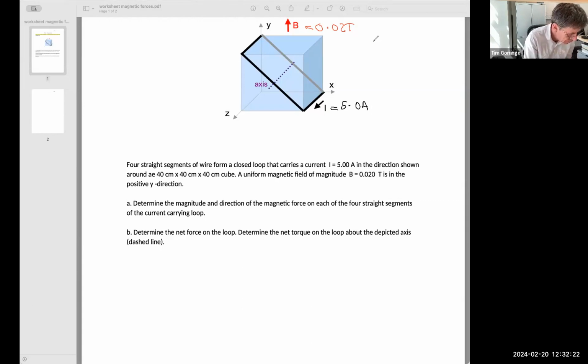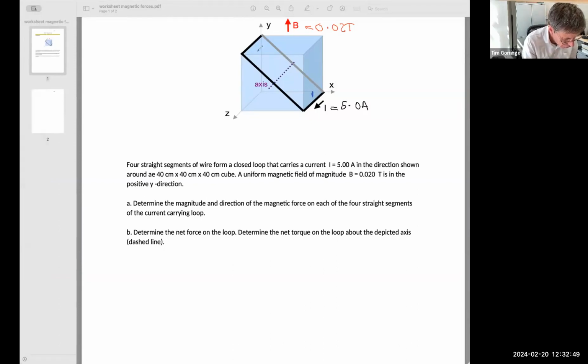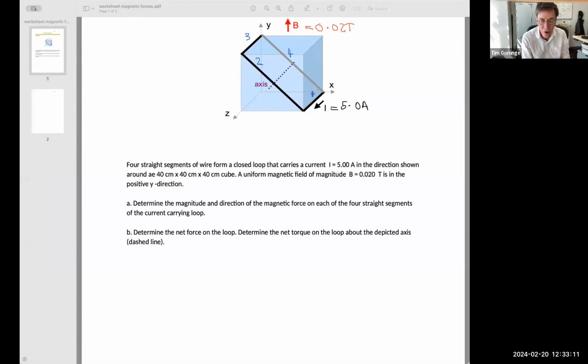To help me with that, I'm going to label the sides of the loop 1, 2, 3, and 4. On the bottom right, I'm going to have side 1. On the front face of the cube, the diagonal, I'm going to have side 2. On the top left, I'm going to have side 3, and then the remaining side at the back face is side 4. And I'm going to write down the lengths of the different sides of the loop.